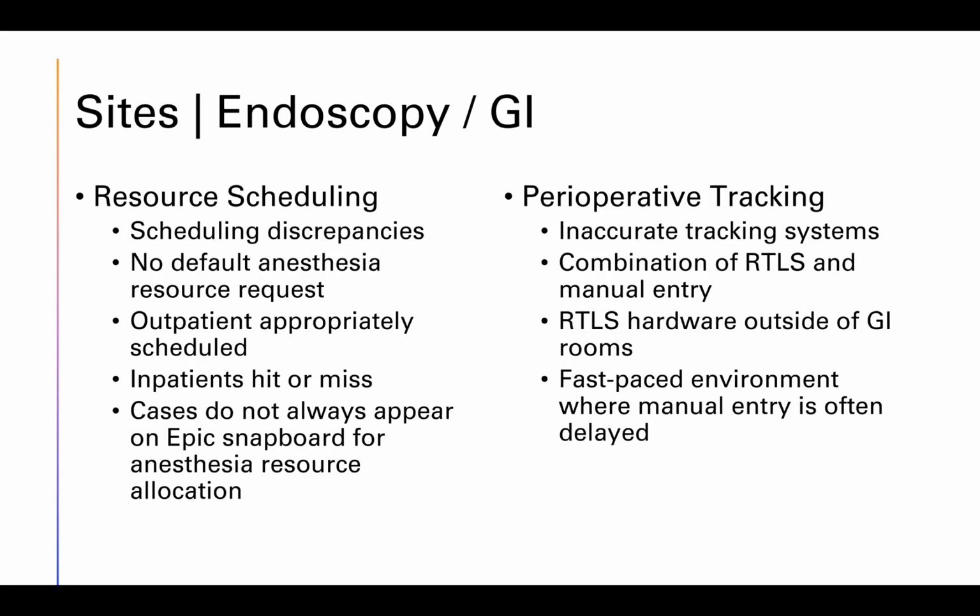Again, when it comes to resource scheduling, we see many scheduling discrepancies in the GI suite, particularly because there's no default anesthesia resource request, although almost 90 to 95% of the cases done in the GI suite are with anesthesia resources. So this is something that we are looking into. All the outpatients usually are scheduled correctly with the anesthesia resources, but when it comes to scheduling inpatients, we see discrepancy in how those cases are scheduled. And when these don't appear on our list, we don't know whether the patient's here or not, whether we need to see them or not, etc.